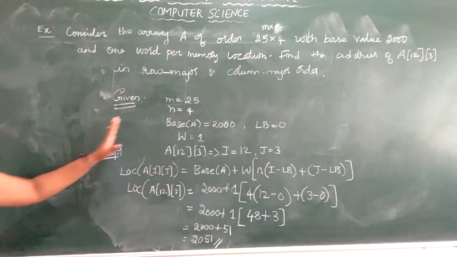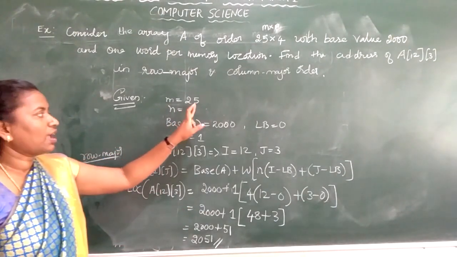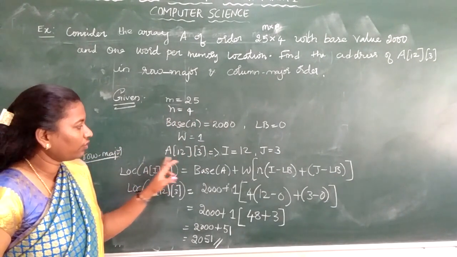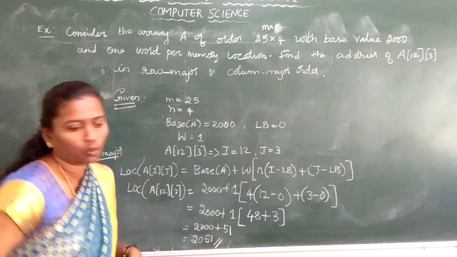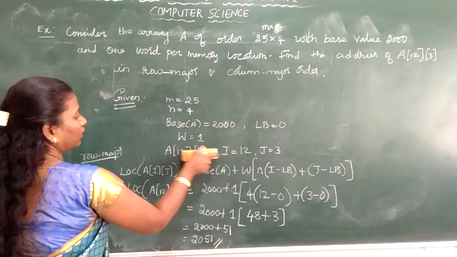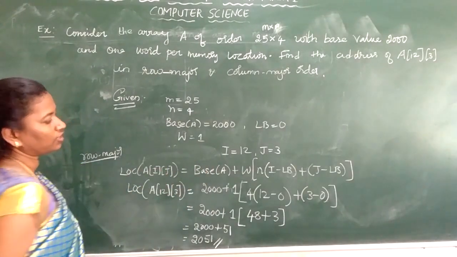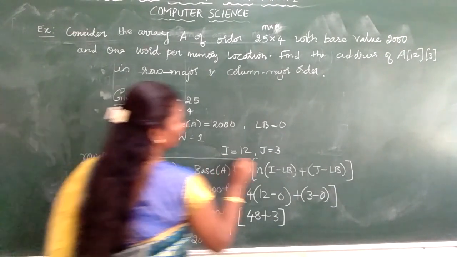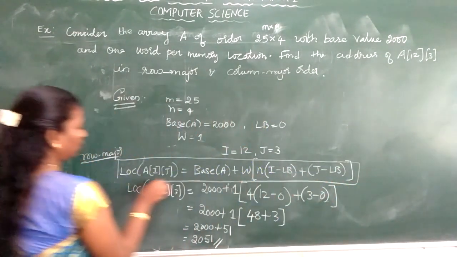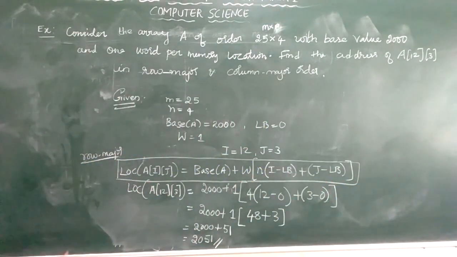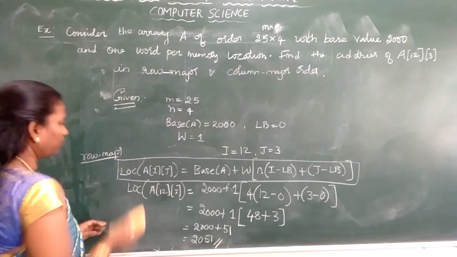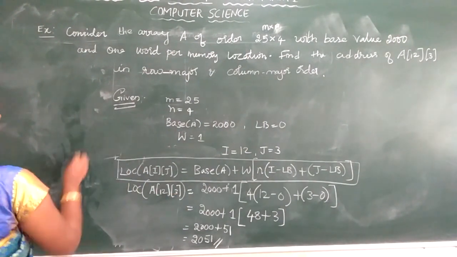I repeat. So in the given problem, we have taken m, n, base, w, lower bound, and just taken what is I value and what is j value. Now this is the formula I have applied. This is the formula to calculate the row major. So just based on this formula, we substitute the values, we get this answer. Next, the same problem we'll do for column major.